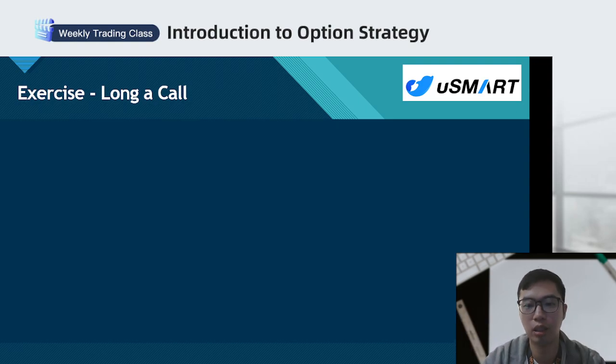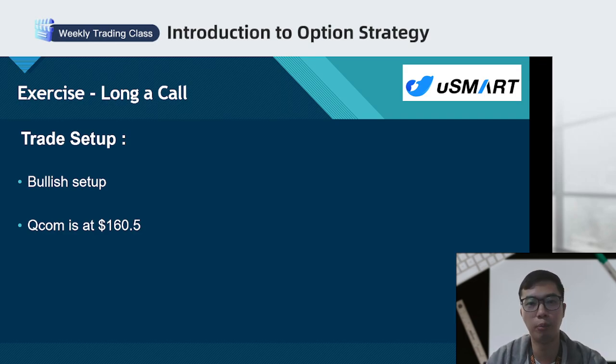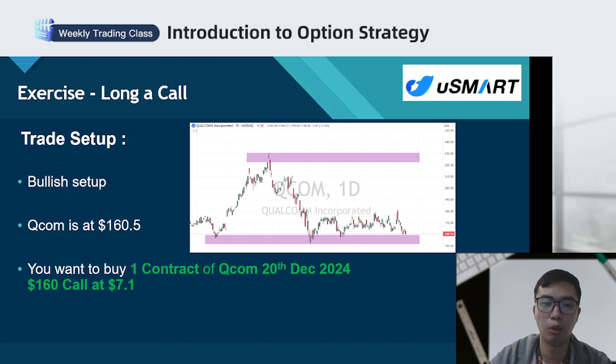If you look at this technical chart, we must identify what setup this is. First, bullish setup, since it's at support. QCOM is currently at 160.5. We want to know the current price, and then we find the best strike price for the call option. The strike price is better at the money or slightly out of the money. So in this case, since the QCOM price is at 160.5, I want to buy one contract of QCOM at 20th December 2024, call, at the premium of $7.1. So we want to long from 160.5 to 230.